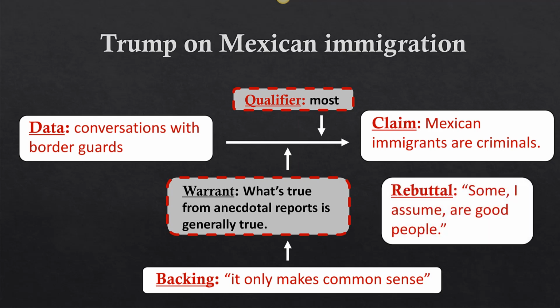So note what he's doing here is he's using the explicit rebuttal and the implicit qualifier to come down from an absolute 100% generalization that Mexican immigrants are criminals. He's basically making an argument: most of them are criminals; some, I assume, are good people. However, even then, there's a significant problem with the tests of quantity and the test of opposition, in that statistical information tells us pretty blatantly that the overwhelming majority of people who come into the United States from Mexico are not, in fact, criminals.